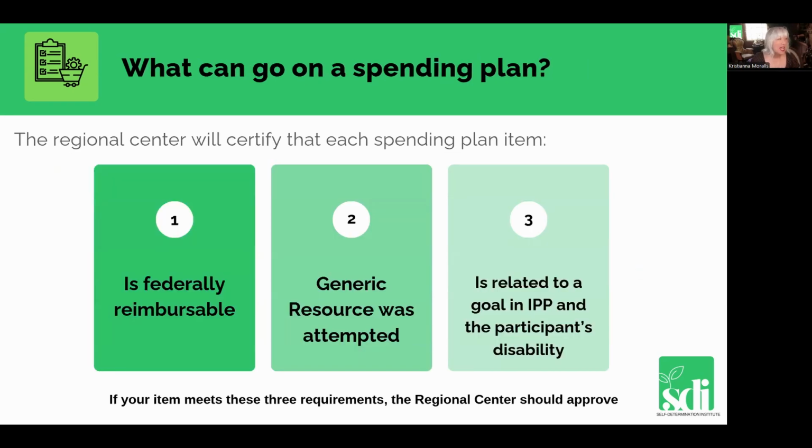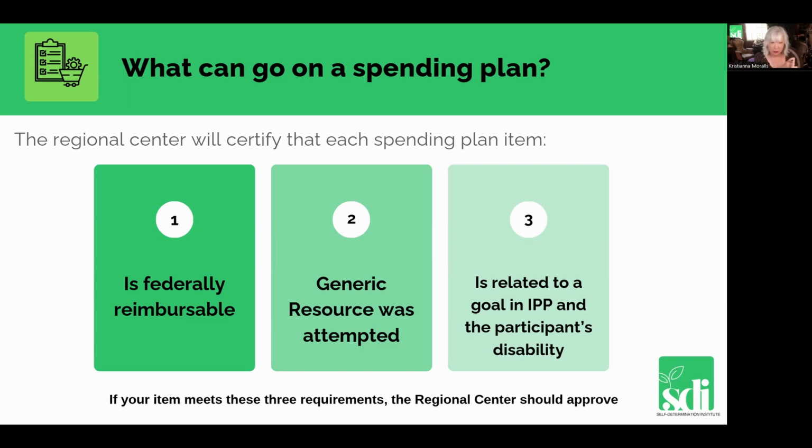So the first question we always get, how do you know if an item is okay to be in your spending plan? So the regional center is going to certify your spending plan. This recently changed. They didn't used to certify them. This is part of a new trailer bill language that went into effect. And they are going to make sure that the items on your spending plan meet three specific things. And we're going to talk about each one of them because, again, they like to use terminology that isn't really plain to the whole rest of the world.